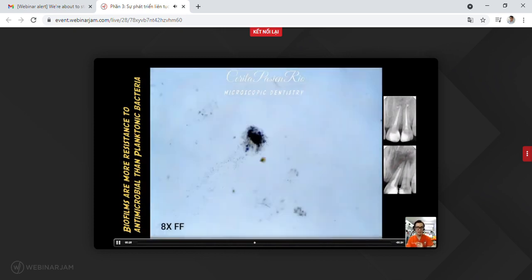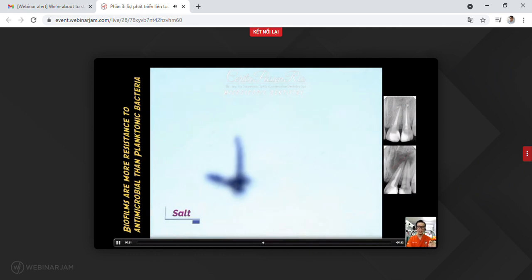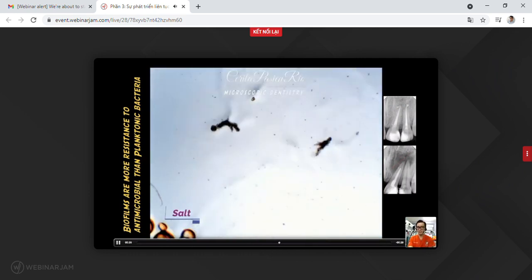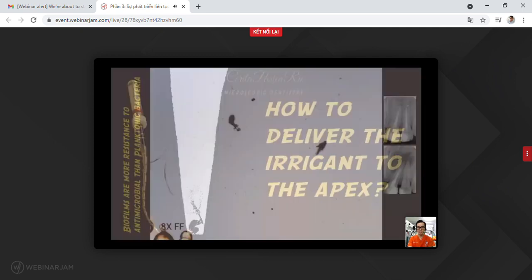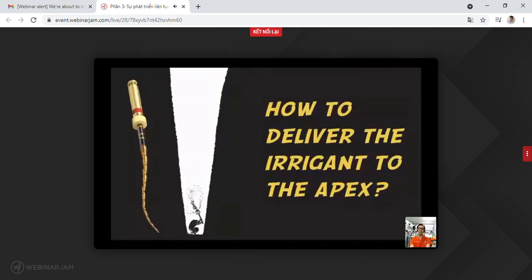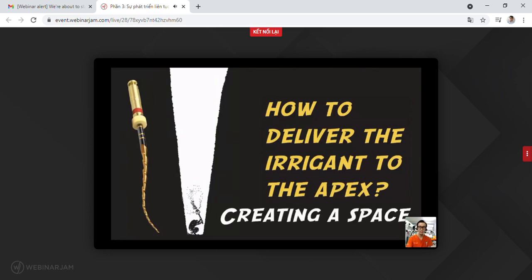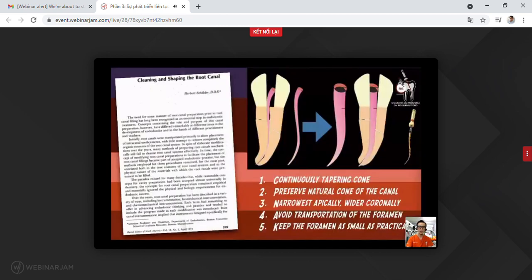But remember, we are not only dealing with planktonic bacteria, we are dealing with biofilm that is attached to the dentinal structures. So we have to deliver the irrigant to the apex. How do we deliver it? By creating a space. And what space? How big should we finish the preparation?